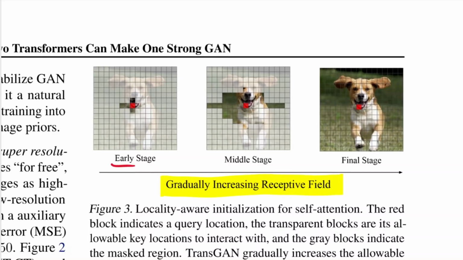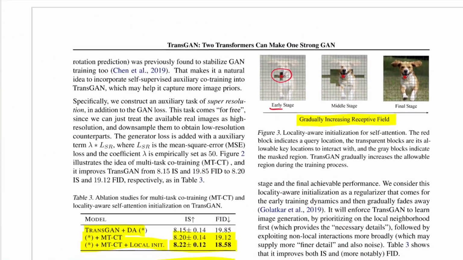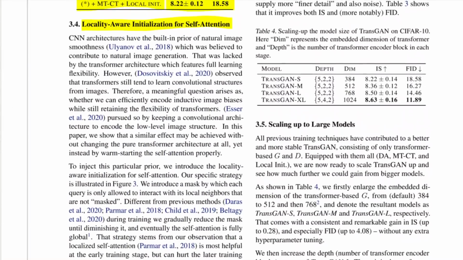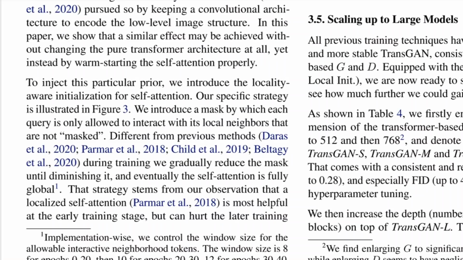So in early training, they simply say, you're only allowed to look at your immediate neighborhood. So each superpixel right here, remember this is in a downscaled world sometimes in the generator, you're only allowed to look at the immediate neighbors. So we introduce a mask, that says it here, by which each query is only allowed to interact with its local neighbors that are not masked.